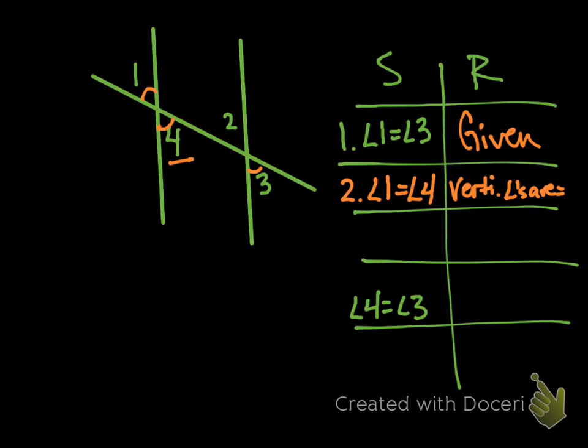Okay. Now, looking at steps 1 and 2, angle 1 is equal to angle 3, angle 1 is equal to angle 4. So we know that we can substitute angle 3 in for angle 1, and we're going to call this step 3 then. Since angle 1 is equal to angle 3, it's also equal to angle 4. That means angle 3 and angle 4 are congruent, and our reason is substitution.